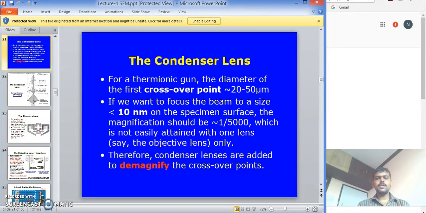The condenser lens. For a thermionic gun, the diameter of the first crossover point is approximately 20 to 50 micrometer. If we want to focus the beam to a size less than 10 nanometer on the specimen surface, the magnification should be approximately 1 part of 5000, which is not easily attained with one lens only. Therefore, condenser lenses are added to demagnify the crossover points.